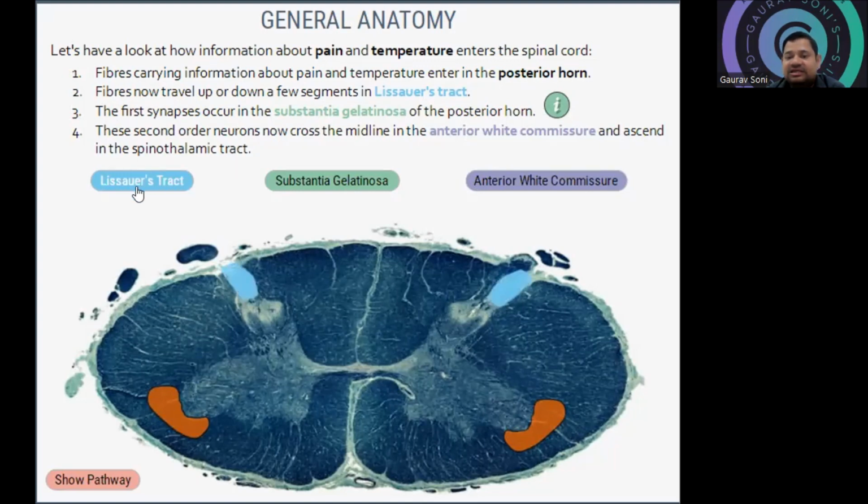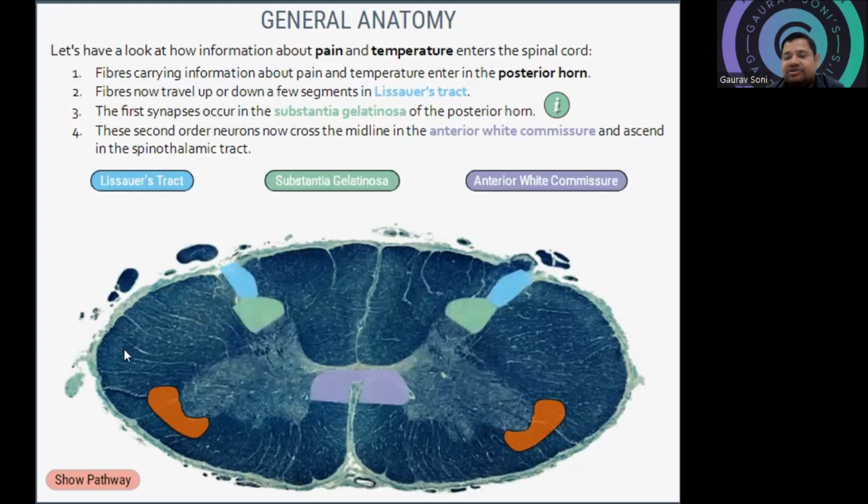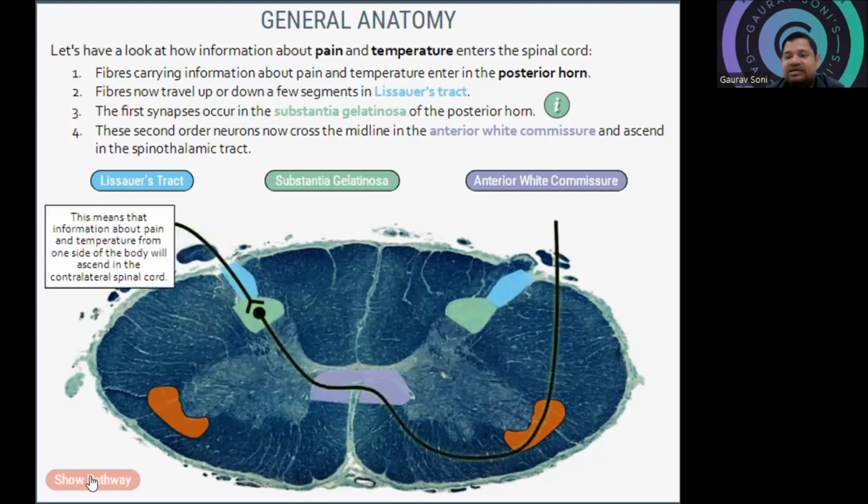So one by one you can see that this is the Lissauer tract, substantia gelatinosa, anterior white commissure, and now you can see the movement of the tract. This means that information about pain and temperature from one side of the body will ascend on the contralateral side in the spinal cord. So they will move first in the posterior horn, then a few segments up or down they will come to the Lissauer tract, then the synapse will occur in the substantia gelatinosa, then they will go towards the anterior white commissure, and ultimately via the spinothalamic tract they will move upward.